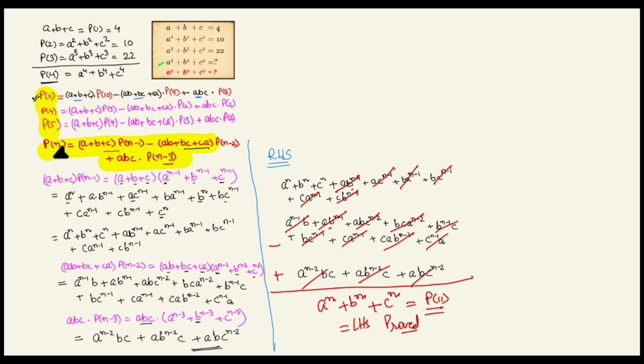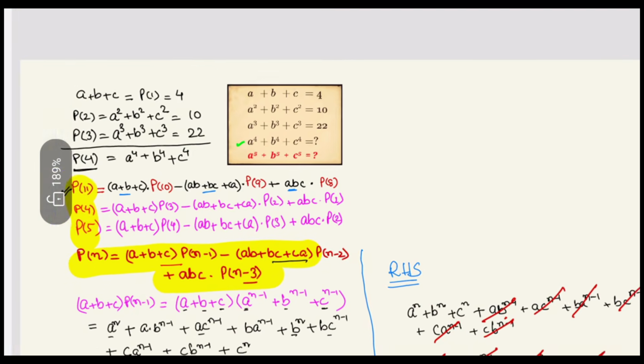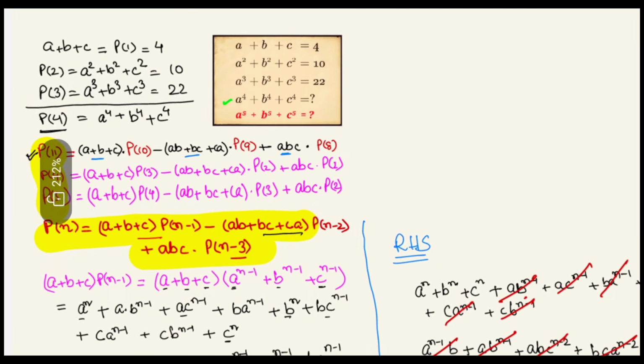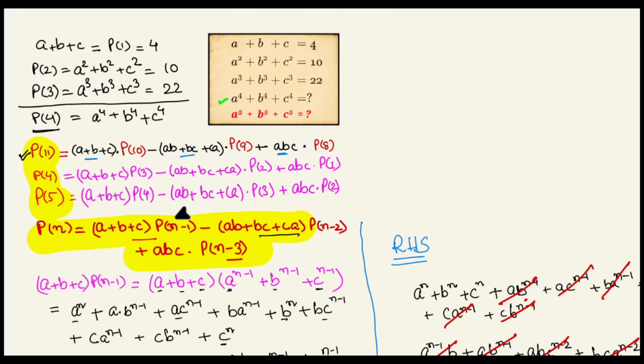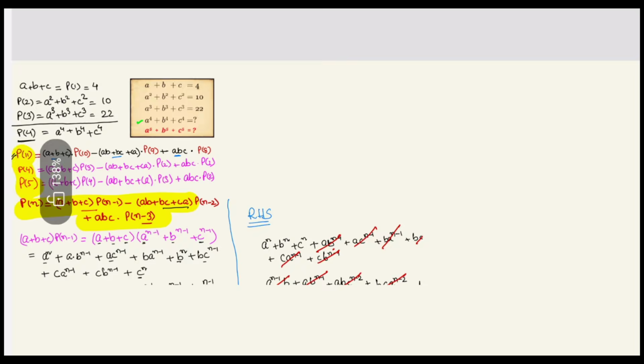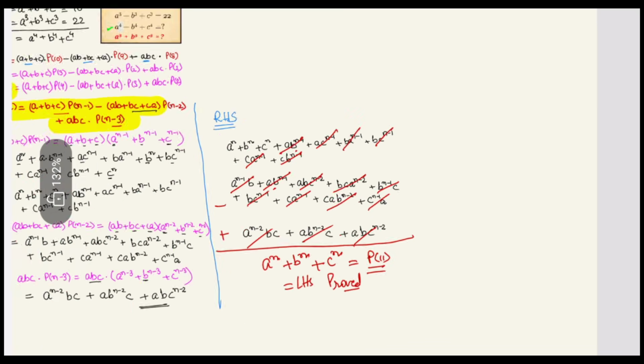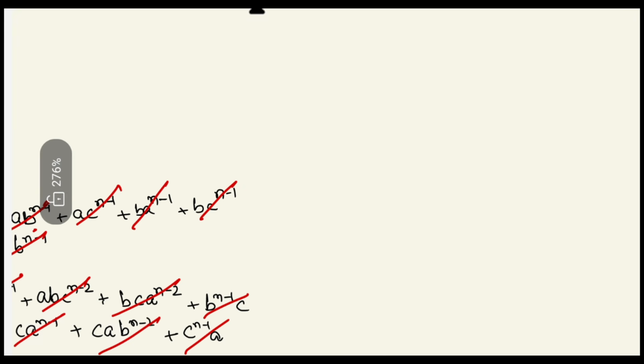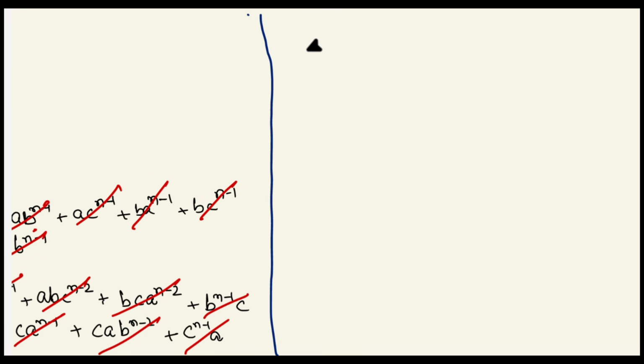So let's find the values now. First we need to evaluate ab + bc + ca and abc. So let's do that first. Let us find the value of the coefficient ab + bc + ca. We'll use this formula.